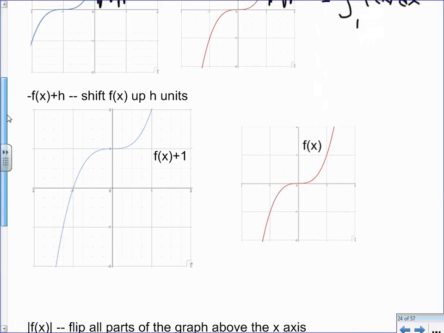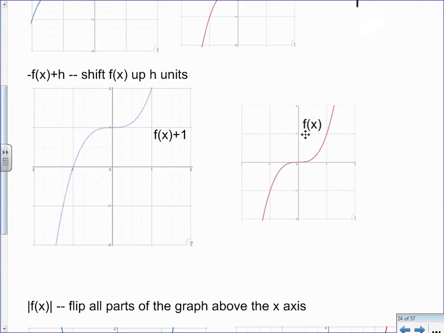Okay, similarly, let's talk about shifting up and down. So plus 1 will take the entire curve and shift it up 1 unit. Minus 1 would take the entire curve and shift it down 1 unit. So if I've got the area, let's say I'm doing area under f of x plus 1, let's go again from 0 to 1. From 0 to 1 here, that's this area.